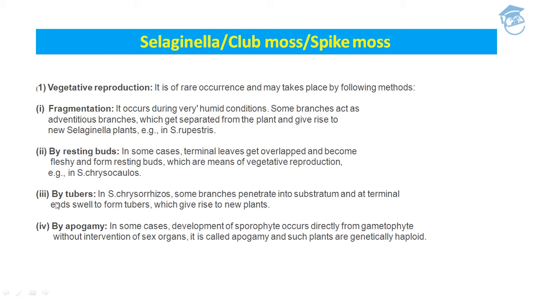Vegetative reproduction in Selaginella can also take place by tubers. Some branches penetrate into the substratum or ground, and at the terminal end they swell to form tubers which give rise to a new plant. Then the fourth is apogamy. In some cases, development of a sporophyte occurs directly from the gametophyte without the intervention of sex organs, which is called apogamy, and such plants are genetically haploid. Okay, so these were the four types through which vegetative reproduction takes place in Selaginella, which is commonly called club moss.